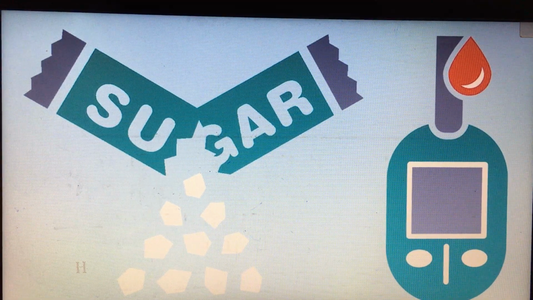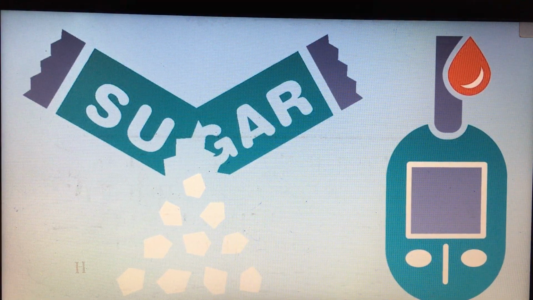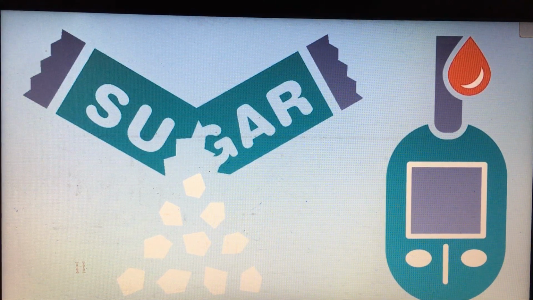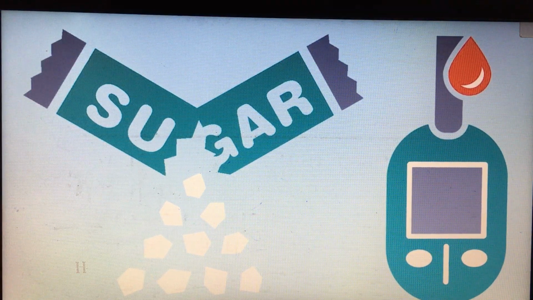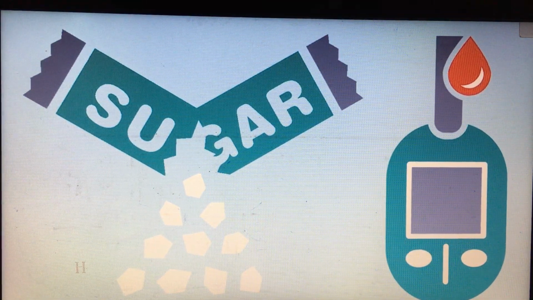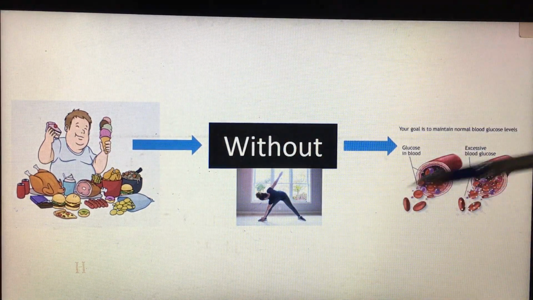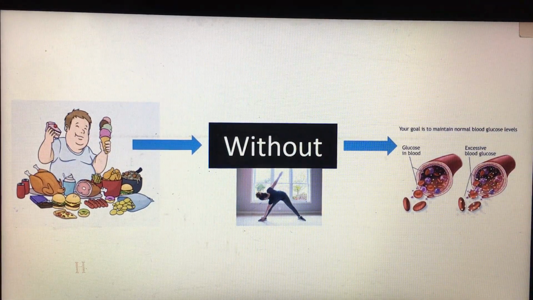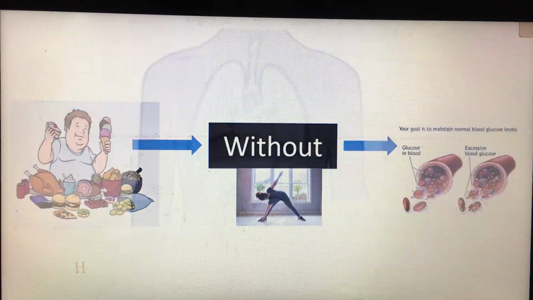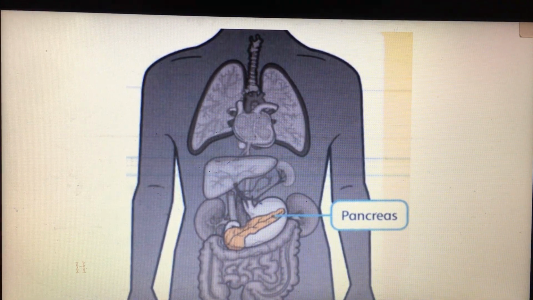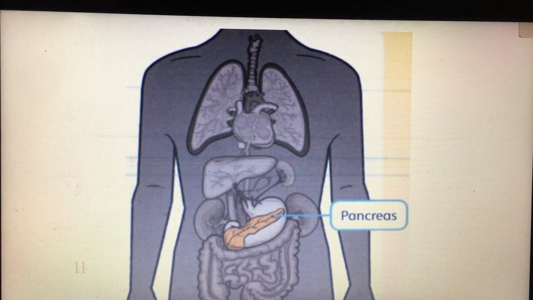Now the question is, how do our bodies use the sugar which is in the blood? So here we have a revision: eating too much food without exercising will increase the amount of sugar in the arteries or in the blood. So now, the question was, how do our bodies use the sugar which is in the blood?